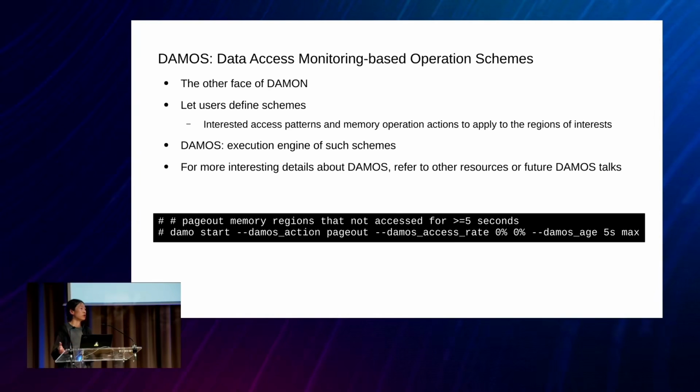This feature lets users define access-aware memory management schemes that specify what access patterns the users are interested in and what kind of memory operation actions the users want to apply to the regions of interest. For example, you could have interest in cold memory regions and you want to page out those cold regions, or you have interest in hot memory regions in a specific NUMA node and you want to migrate those to specific different NUMA nodes.